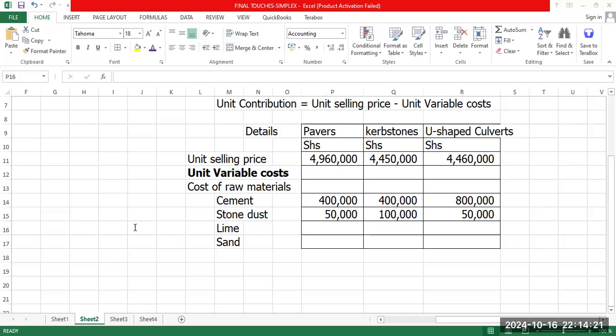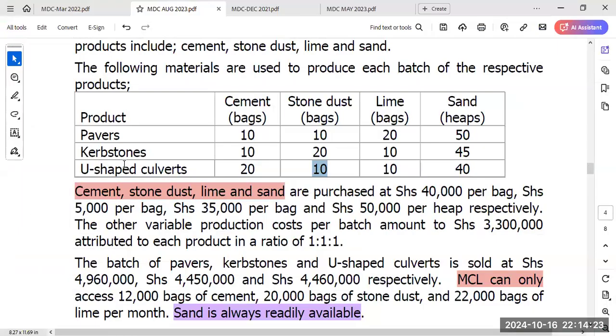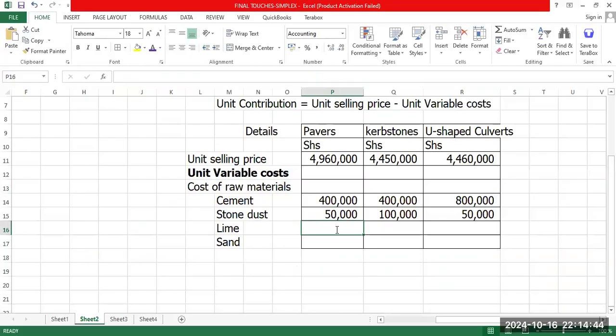Lime. Okay, what we are going to do is what? For you to produce pavers, you need how many bags? 20. 20 times how much? Lime is 35,000. So you get 20 times 35,000.